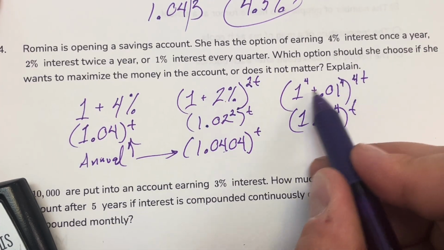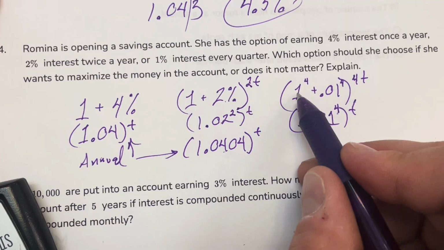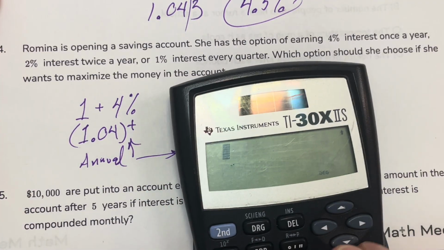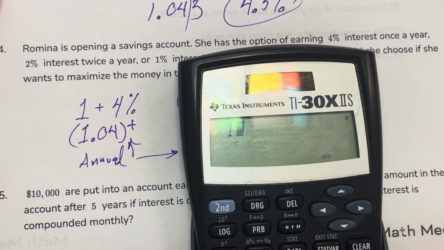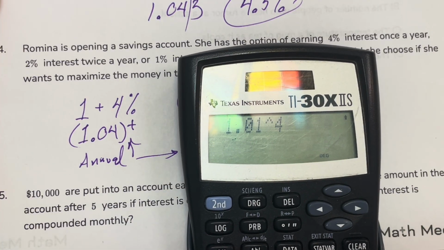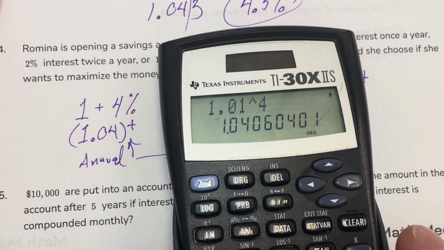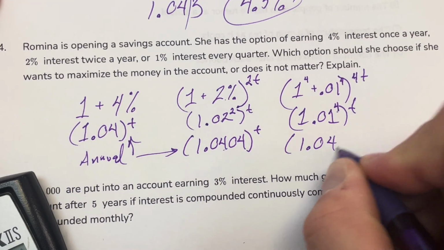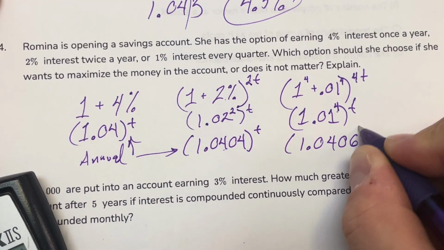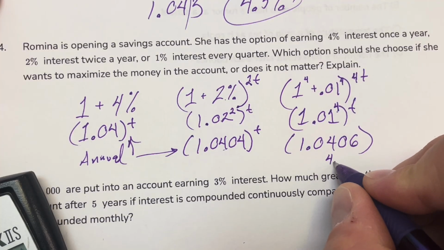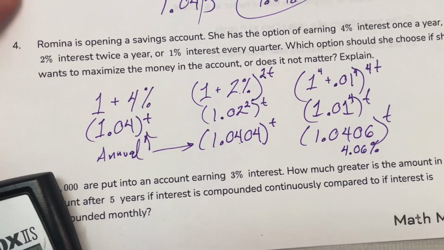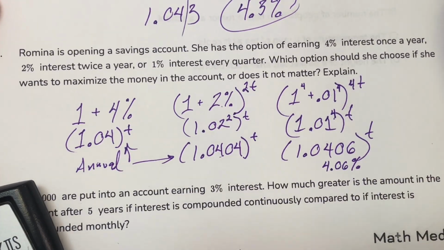We can add these together because 1 to the 4th power is just 1, so it's going to be 1 plus whatever this is to the 4th. Anyway, let's go with that. 1.01 to the power of 4, and we get that one's slightly better. We get 1.0406, so this is like 4.06%. Here's the thing. This is super picky. Doesn't really matter in the whole scheme of real life.